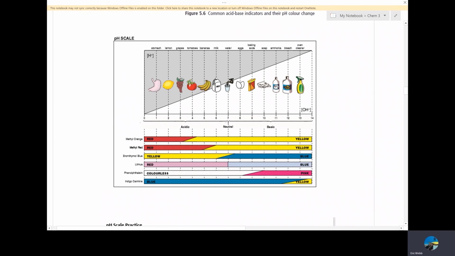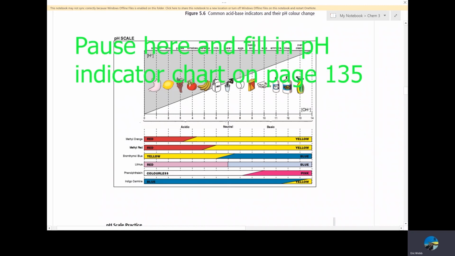So I'd suggest pausing here, taking a few minutes, and filling out this pH scale in your notes. I would suggest coloring in your different pHs. It will help you identify where you get your color changes and what your useful ranges are for each indicator.